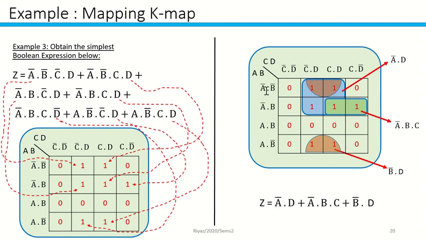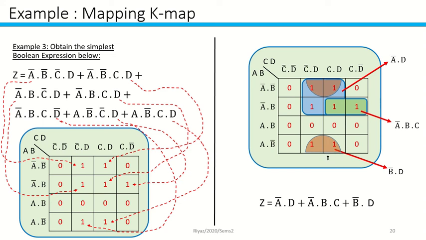The blue color is A bar, and B you can eliminate, C you can eliminate, and D. So A bar dot D. The green one is 2 cells, so you're going to have 3 variables. So you have A bar and B, and D, because D and D bar you can eliminate, but you have to keep the C. So A bar dot B dot C.